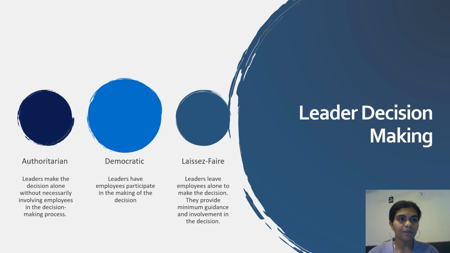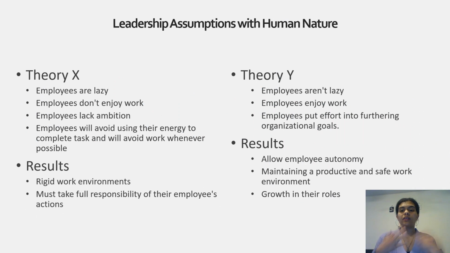So now we're going to dive into the leadership assumptions that come with the human nature of managers. And this is brought by Douglas McGregor, who's a management professor at MIT, who wrote the book around this. It's called The Human Side of Enterprise, and it is based on two theories, Theory X and Theory Y. And as you can probably tell, Theory X is a much more negative view, Theory Y is a much more positive view.